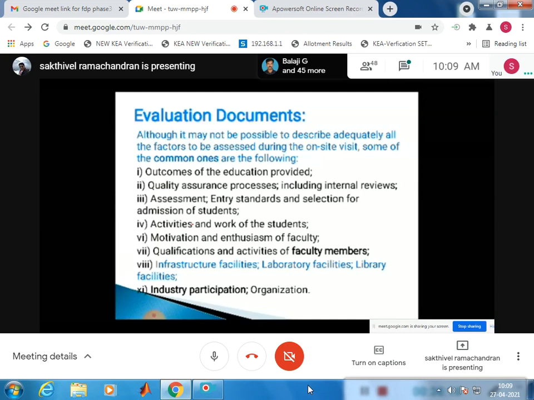Mostly this evaluation document involves, so the committee looks for the outcome of education provided, quality assurance process, their reviews, assessment, entry standard, in the sense of how we intake a student, selection for admission of a student, activities, works of the students, motivation, enthusiasm of the faculty, documents demonstrating all this, then qualification, activity of the faculties, infrastructure, laboratories, libraries, sports, whatnot. You have multiple more things like industry participation, organization. All these documents at the outset, you have a huge amount of documents that need to be prepared and uploaded under different headings.